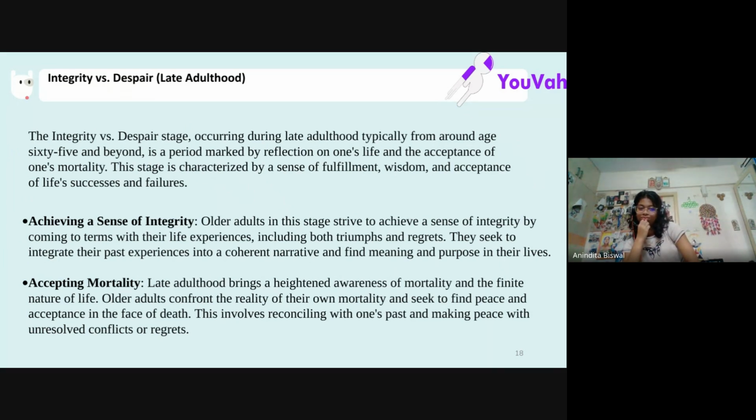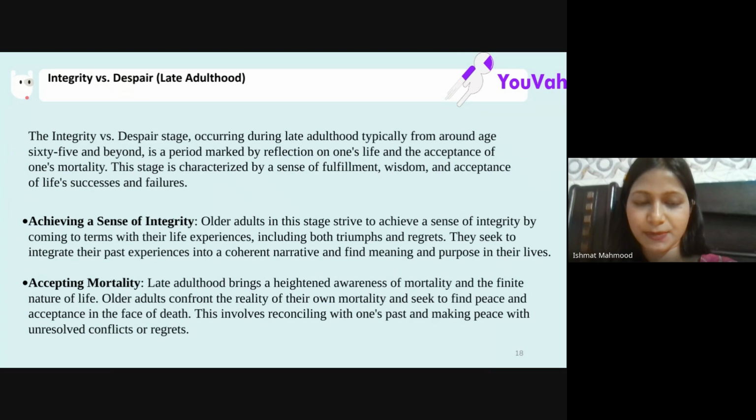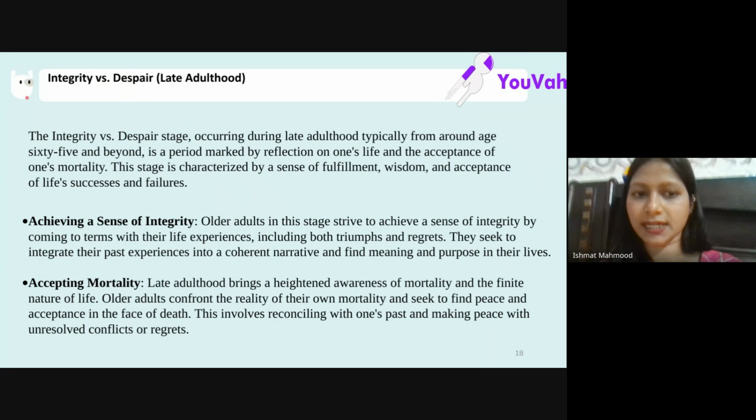So the last one is integrity versus despair. They start at late adulthood, which is like 65 or beyond, right?